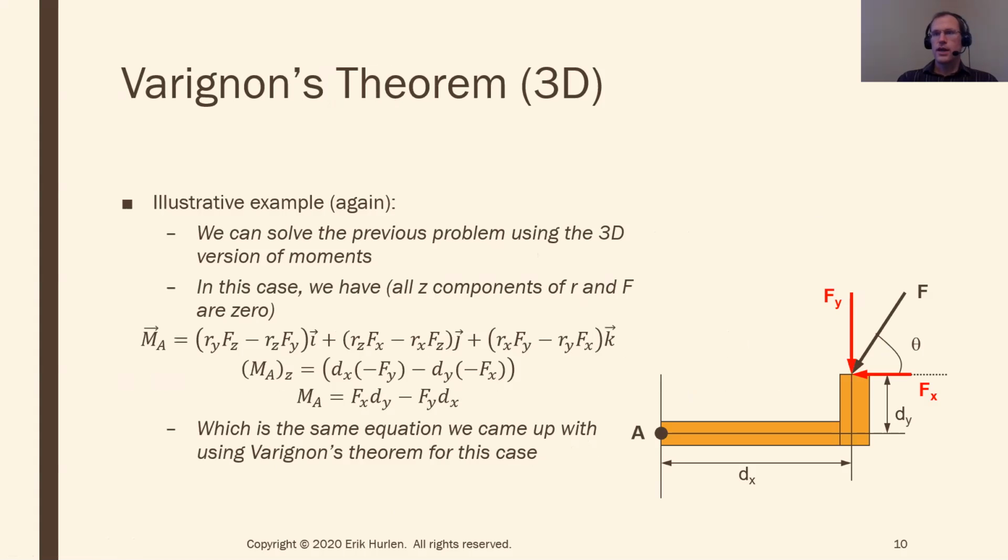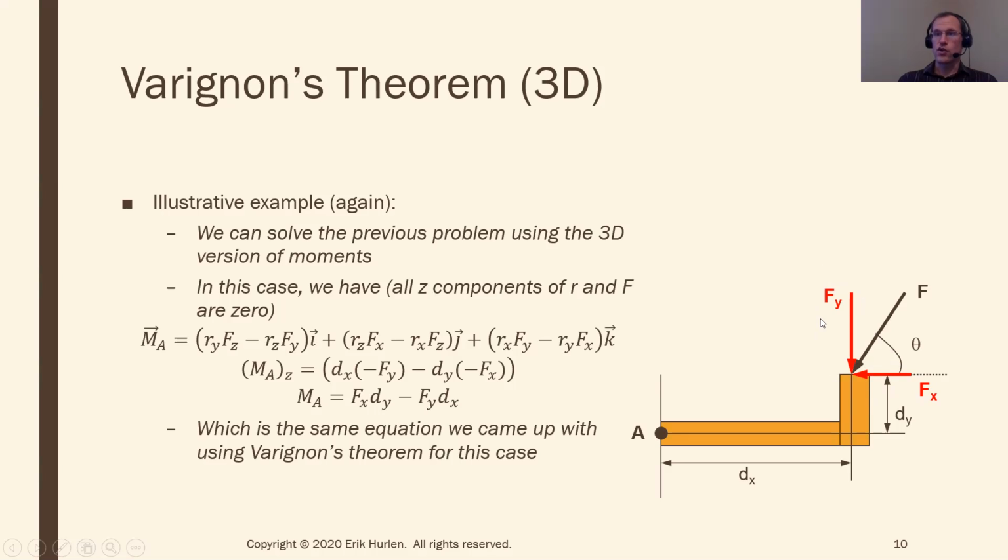So this is the same as what we did in 2D. I can take the same scenario I had before when I used Varignon's theorem, and I can use this big long 3D equation to show you that it reduces to the same equation we had before. Because, again, all my distances, so r, for example, rx will be dx, ry will be dy. Then my forces, Fx will actually be negative Fx because it goes to the left. Fy will be negative Fy because it goes down.